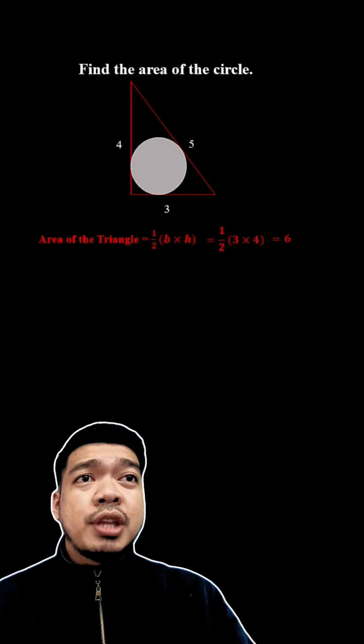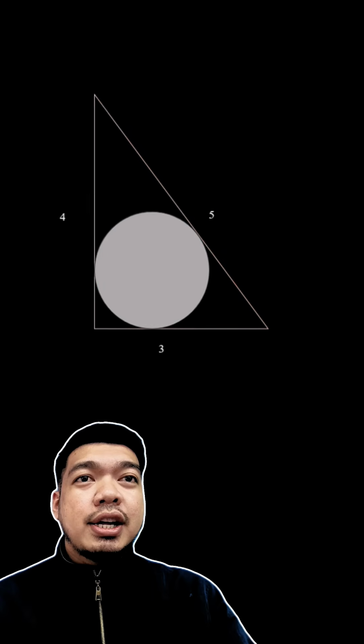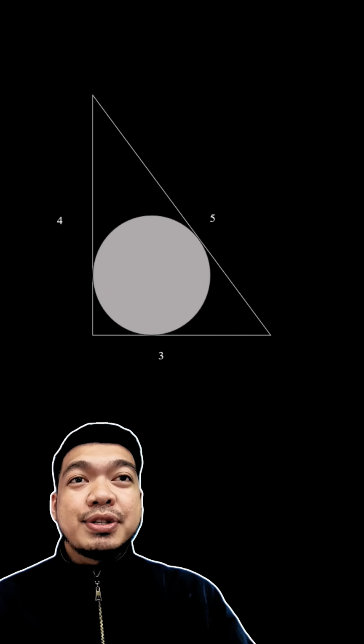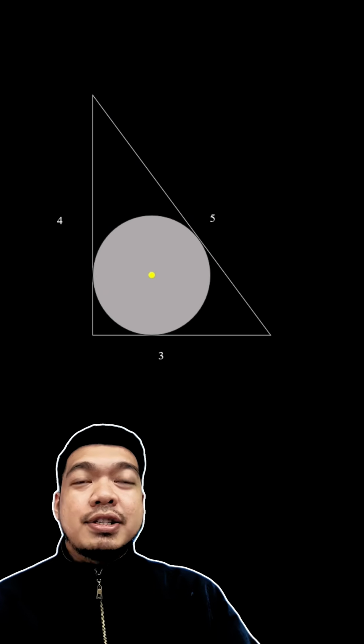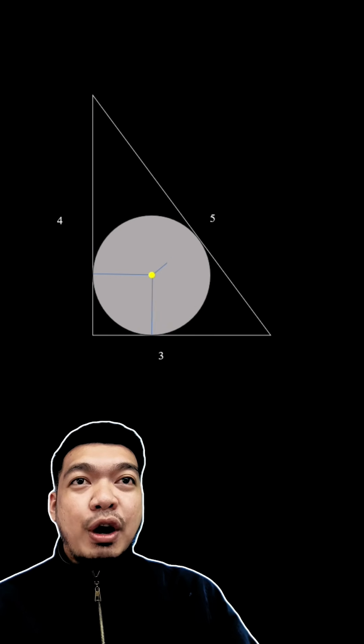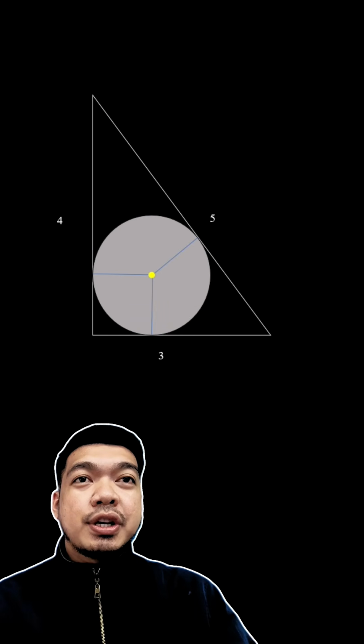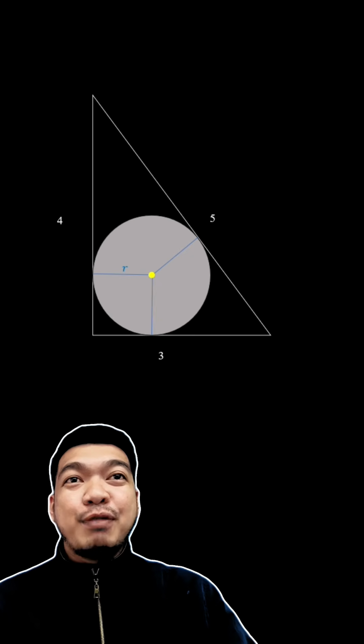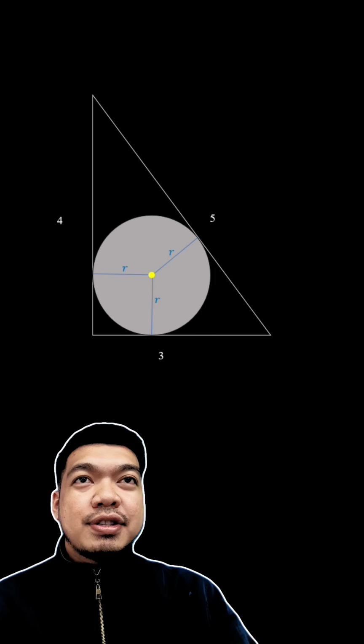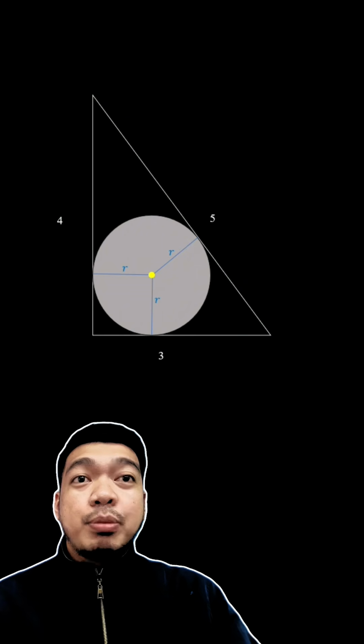The next thing that we're going to do in here is we're going to divide the triangle into 3 smaller triangles. But take note of this. We're going to make use of the radius of the circle, which will become the height of those triangles. First, we have to note that the radius of the circle will be represented by the variable r.